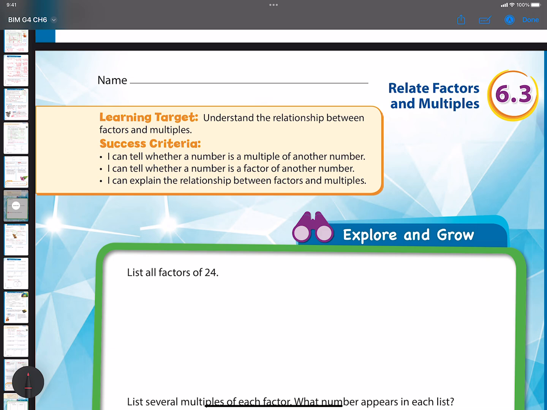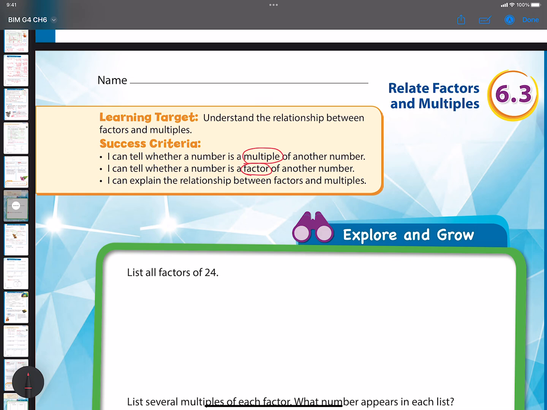This is lesson 6.3, Relate Factors and Multiples. Our target is to understand the relationship between factors and multiples. Now, we are going to take a look at whether a number is a multiple of another number and whether a number is a factor of another number. You see that? Multiples and factors. What's the difference, right? And I can explain the relationship between factors and multiples.